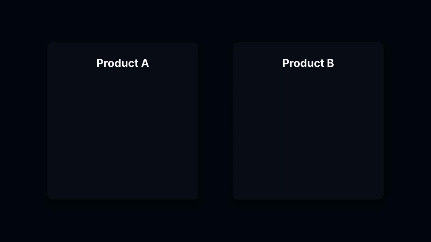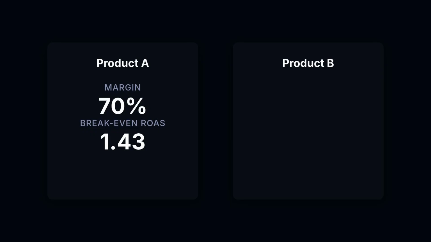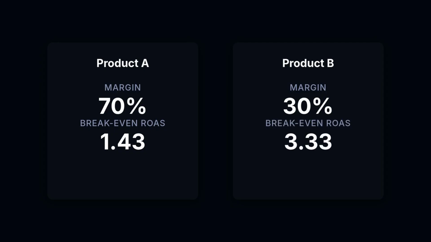This number is different for every product, or at least for every product category. If you have a product that is 70% margin, it only needs a 1.43 ROAS to break even. But if a product has a 30% margin, it needs a 3.33 ROAS just to cover costs.